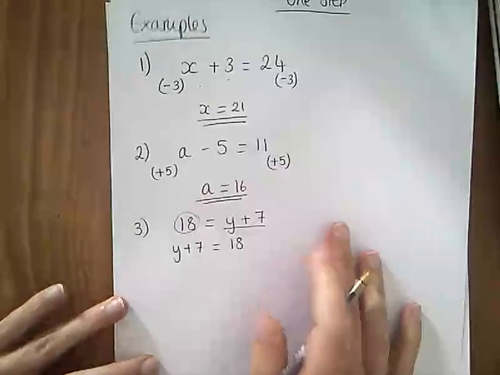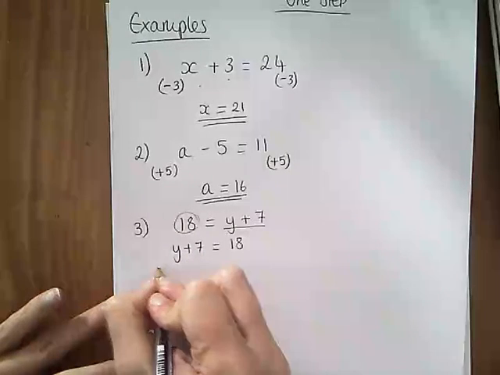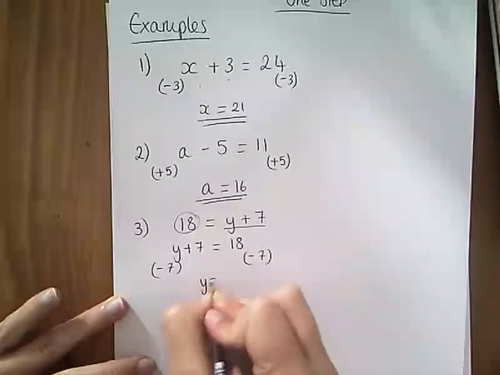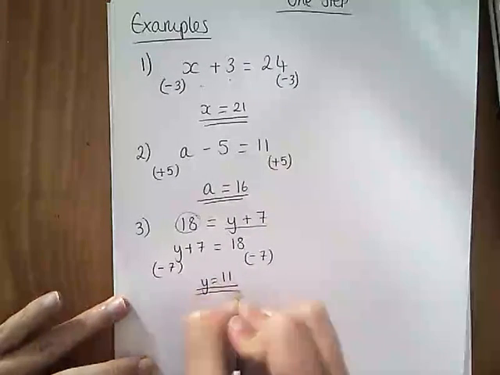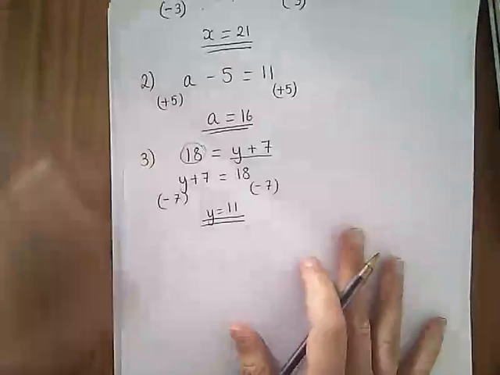So what is happening to y is having 7 added to it. So to reverse the add 7, we take away 7. And so we get y equals 11. Okay, just 2 more examples to go. Then we have number 4.